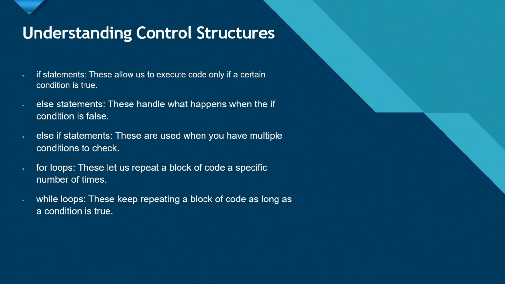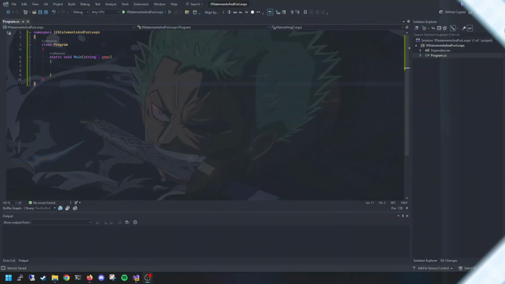In C#, the most common control structures are if statements. These allow us to execute code only if a certain condition is true. Else statements. These handle what happens when the if condition is false. Else if statements. These are used when you have multiple conditions to check. For loops, these let us repeat a block of code a specific number of times. While loops, these keep repeating a block of code as long as a condition is true. Understanding how to use these control structures effectively will make you a much better programmer, so let's start with if statements. Let's kick things off with if statements.